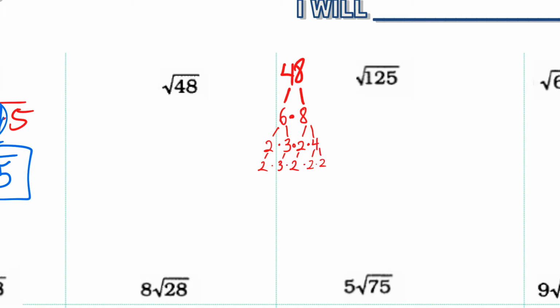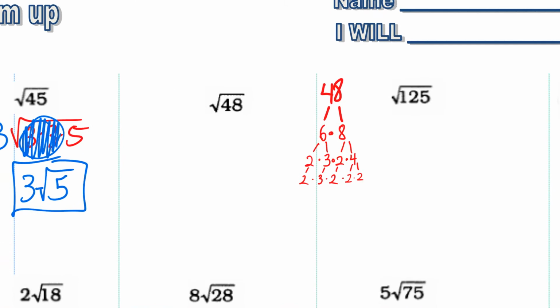Now can I break any of those down? Nope. So go back over to here. How many 2s are there? 4. So I have 1, 2, 3, 4 of those. And then what do I have left? 1, 3. Circle my pairs. Okay, 2 times 2 is 4, and the square root of 4 is 2. 2 times 2 is 4, square root of 4 is 2.